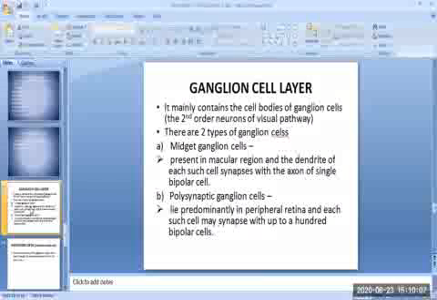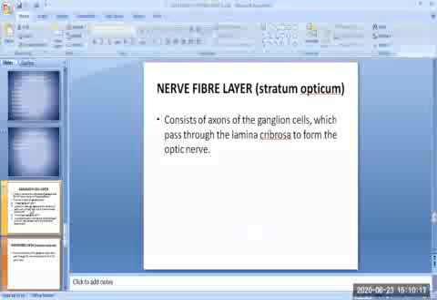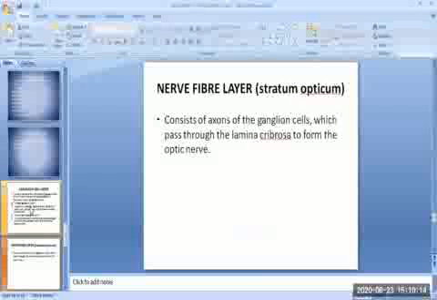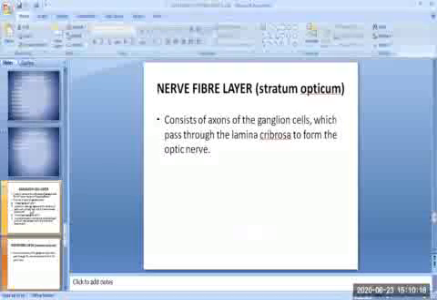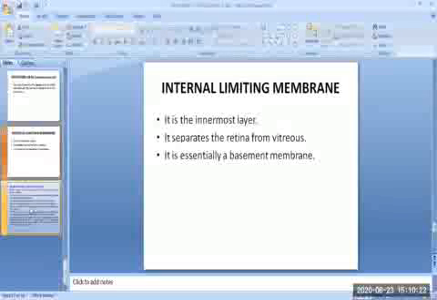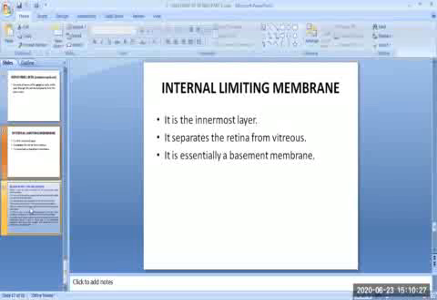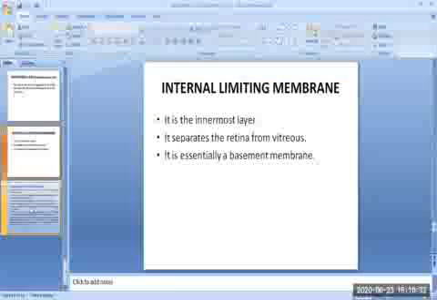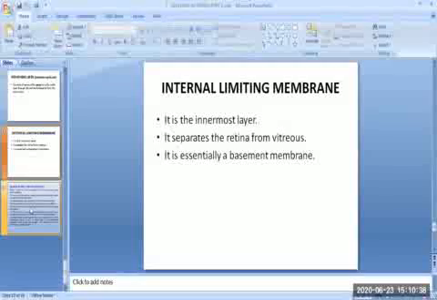The ninth layer is the nerve fiber layer, the stratum opticum, which consists of the axons of the ganglion cells which pass through the lamina cribrosa to form the optic nerve. The next layer is the tenth layer, the internal limiting membrane. It is the innermost layer and it separates the retina from the vitreous. It is formed by the union of terminal expansions of the Mueller's fibers and is essentially a basement membrane.